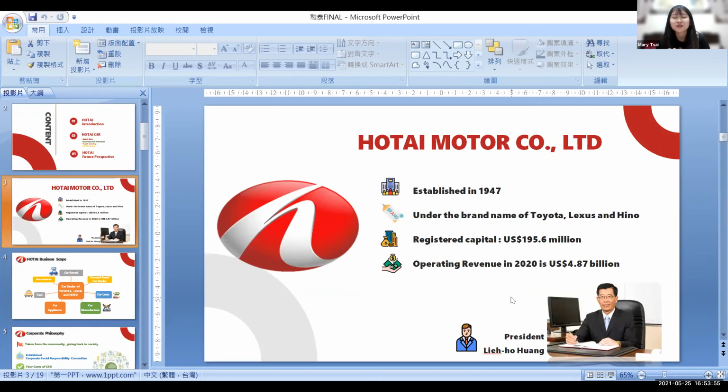Because all of us know the epidemic in 2020 is very serious in the whole world, right? But in Hetai, there is something else, just taking Taiwan as an example. People right now are afraid to take public transportation, afraid to meet other people. So they would like to buy a car just for themselves and drive their own car instead of taking the MRT or the bus. So in 2020, Hetai's operating revenue was very high, higher than in 2019 or 2018.